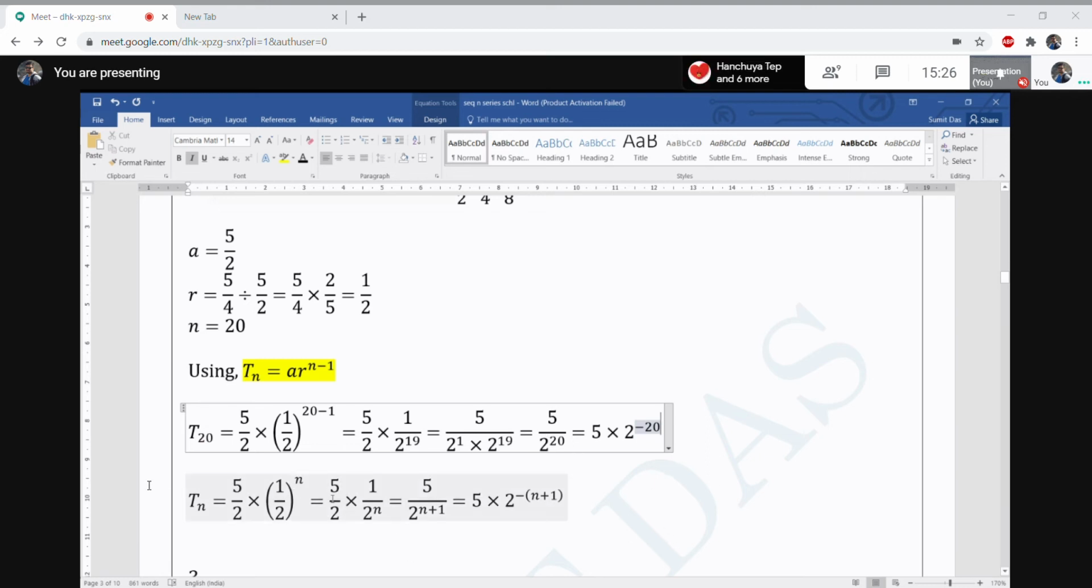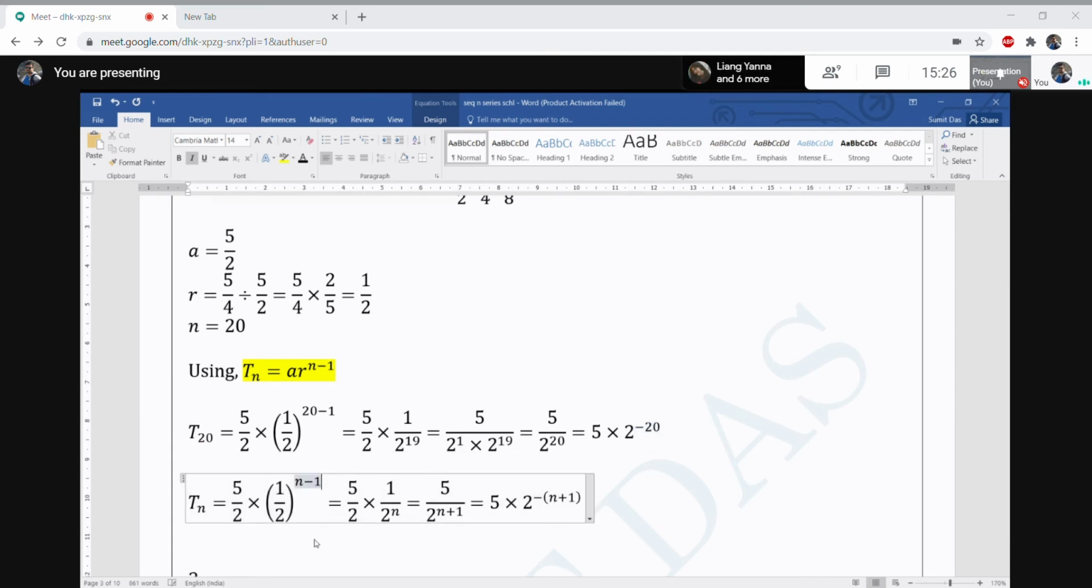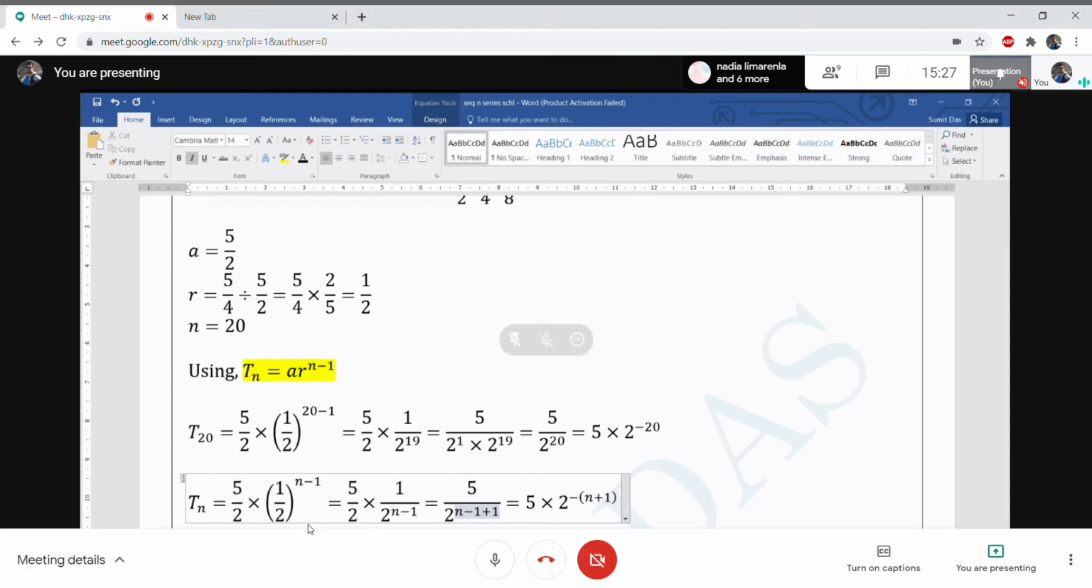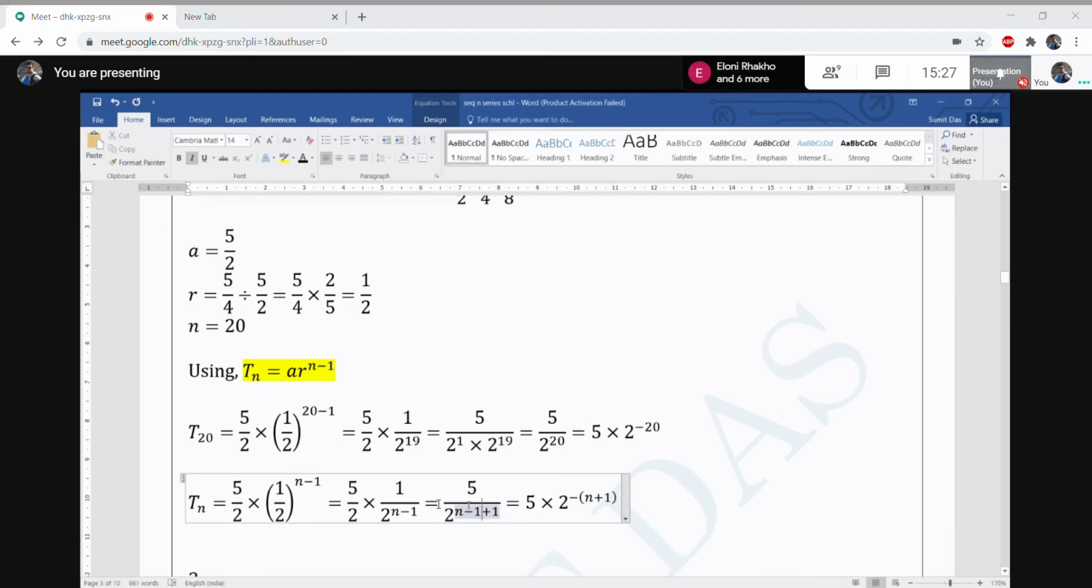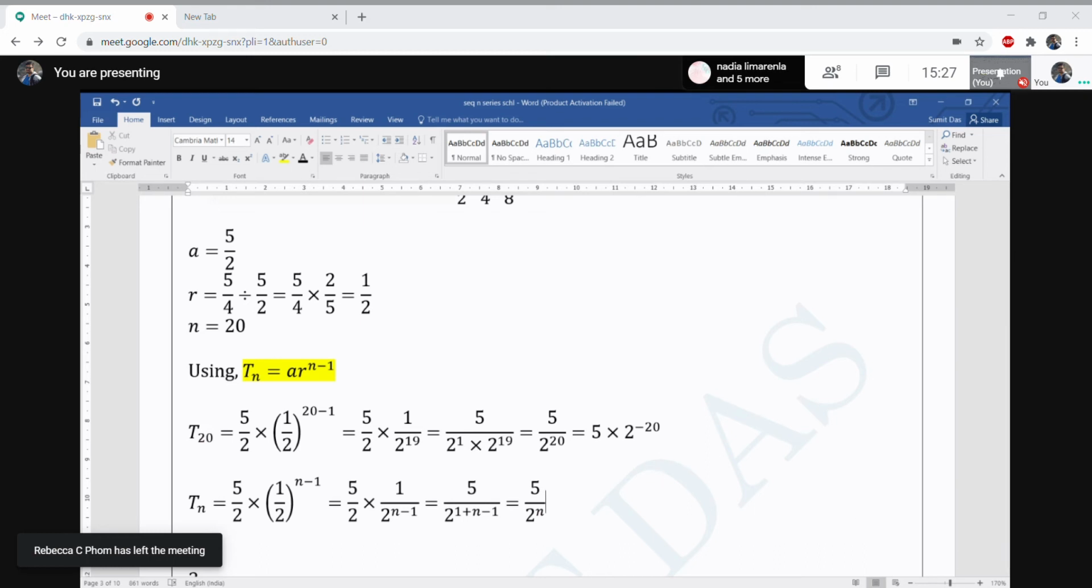Similarly here also, I missed the n minus 1 part. Here also 5 by 2, 1 by 2, to the power n minus 1. So here the denominator is 2 to the power n minus 1, and here 2 is there. So 2 into 2 to the power n minus 1 will be 2 to the power n minus 1 plus 1. So minus 1 and plus 1 cancel, and it will be 5 divided by 2 to the power n. That is number 1.